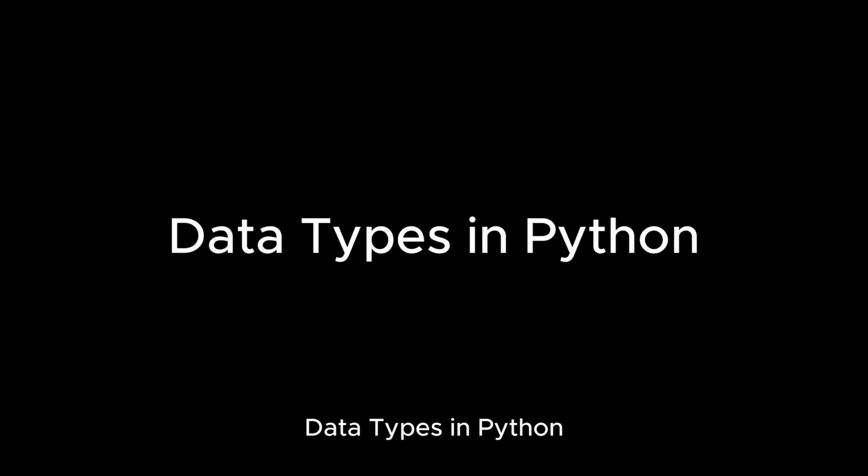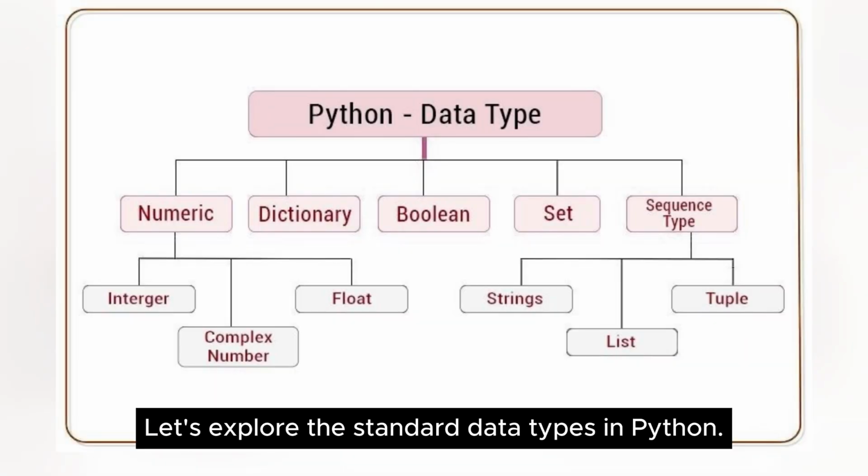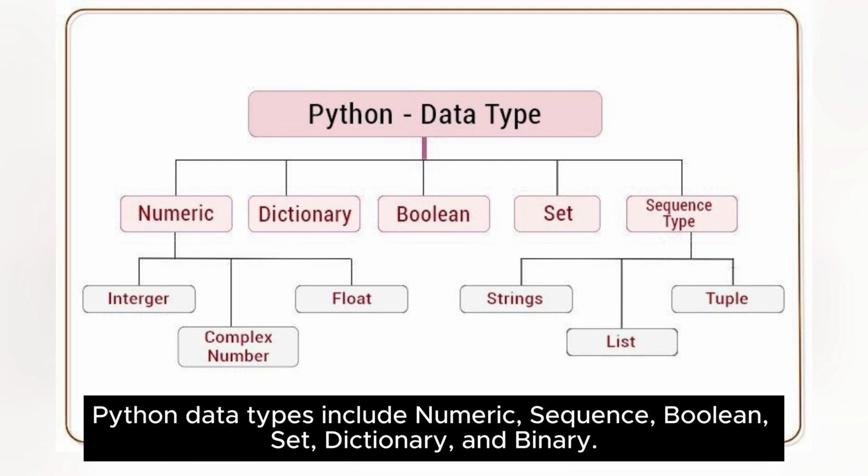Data types in Python. Let's explore the standard data types in Python. Python data types include numeric, sequence, Boolean, set, dictionary, and binary.